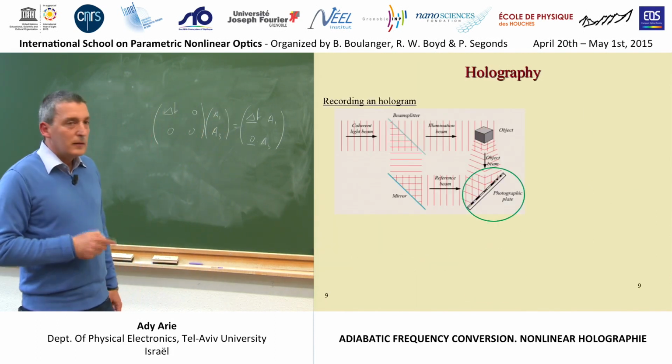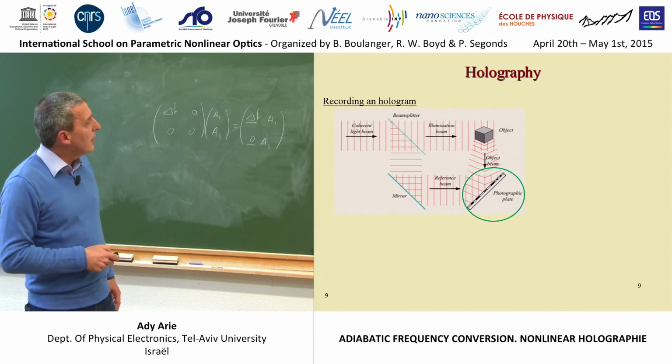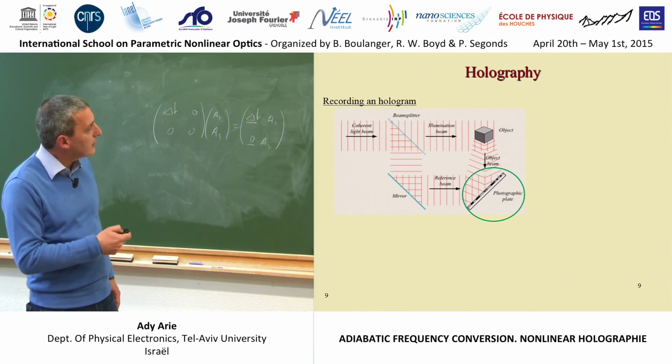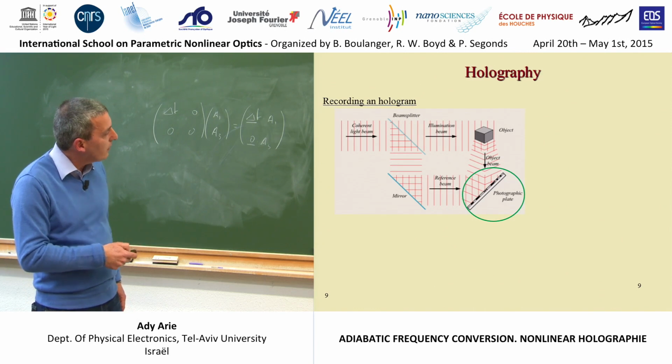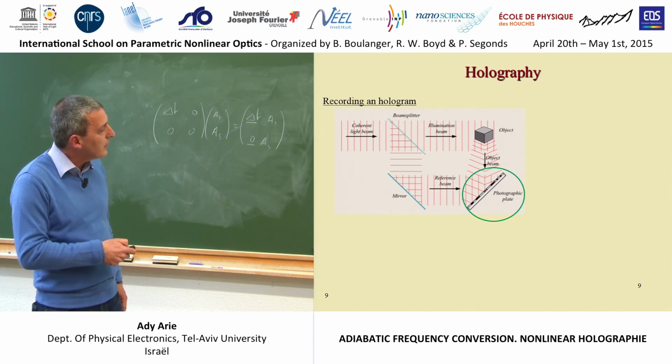OK, now let's just remind ourselves what is holography. So here is how to make a hologram. I have this object, and I want to record it. So what I do is I send light. It's reflected from the object, and then I mix it with a reference wave, which is just a plane wave.